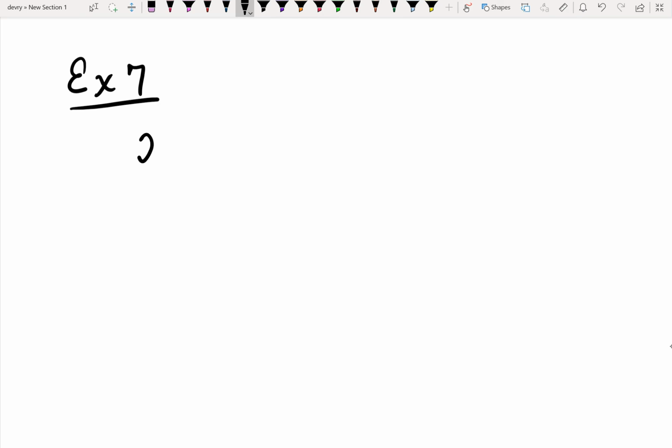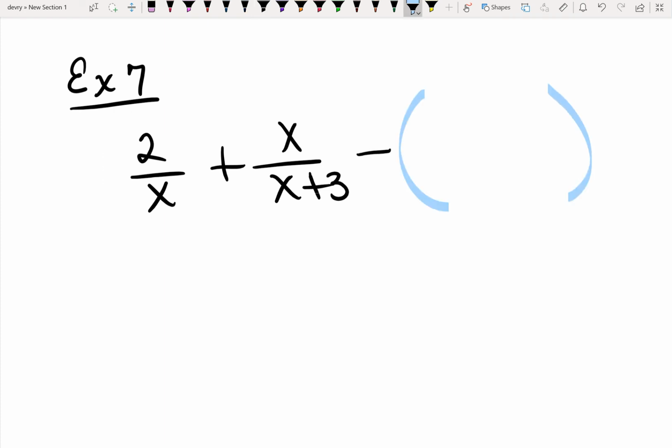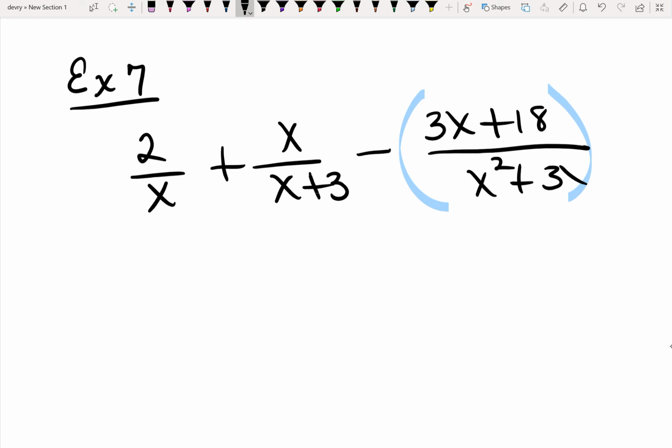So here we have 2 over x plus x over x plus 3 minus, and I'll put this again in parentheses to remind you that it is always a good thing to do mentally, because you are going to distribute that negative and all of the signs do change. This is going to give you x squared plus 3x.